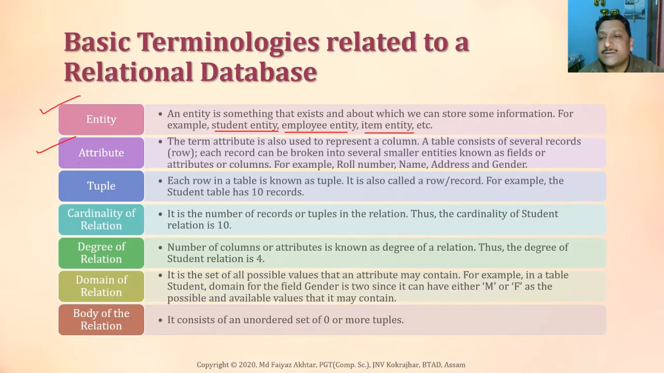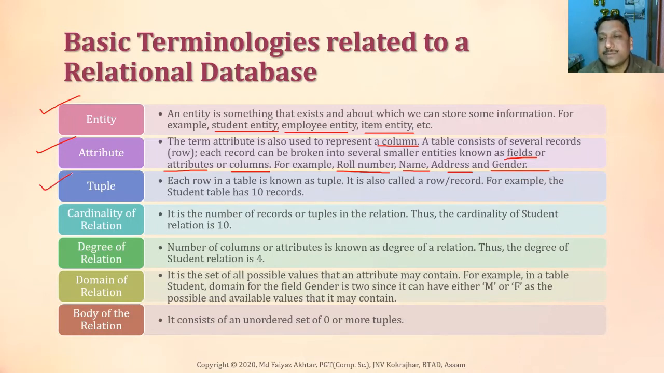Next one is attribute. The term attribute is also used to represent a column in a table. A table consists of several records, rows. Each record can be broken into several smaller entities known as fields or attributes or columns. A field of a table, a column of a table, is known as an attribute. For example, roll number, name, address, gender are examples of attributes of a student entity.